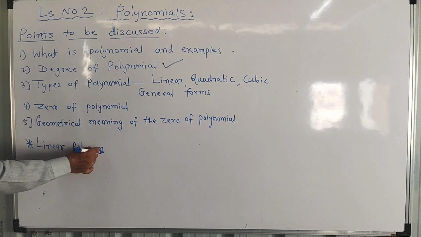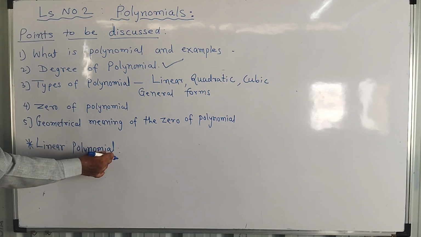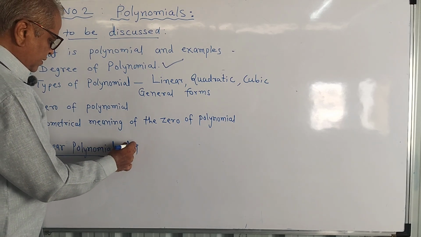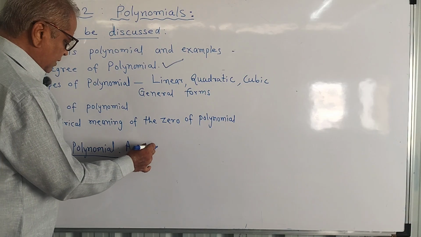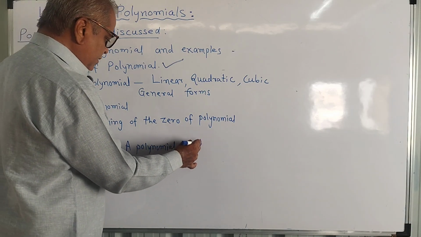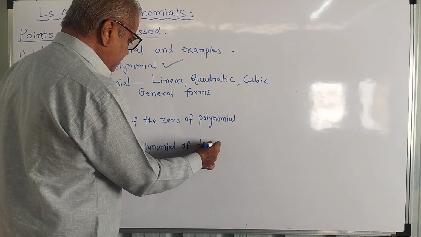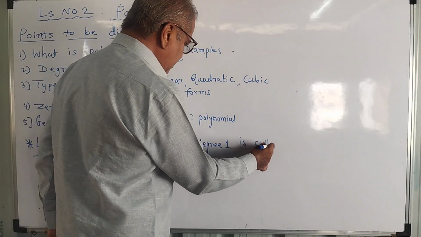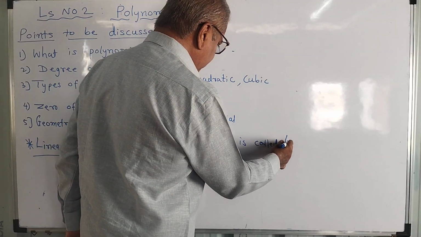polynomial. Now, what is meant by a linear polynomial? A polynomial of degree 1 is called a linear polynomial.